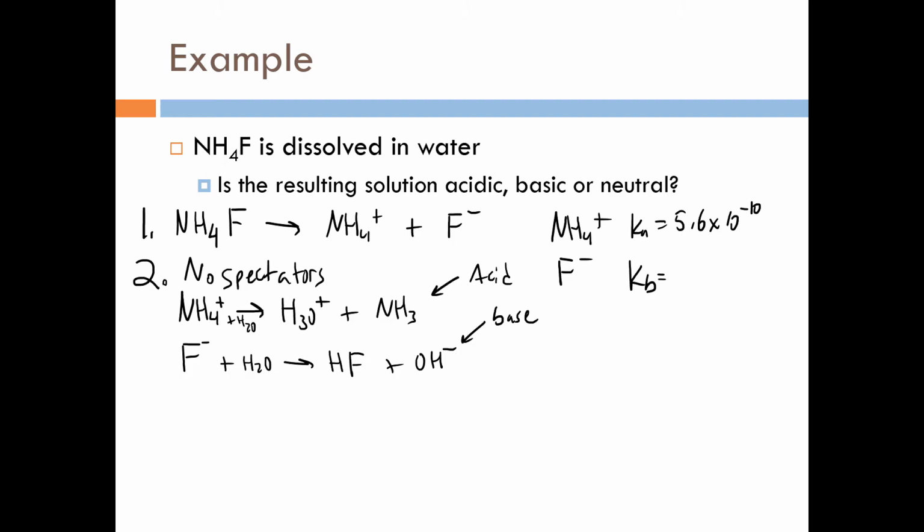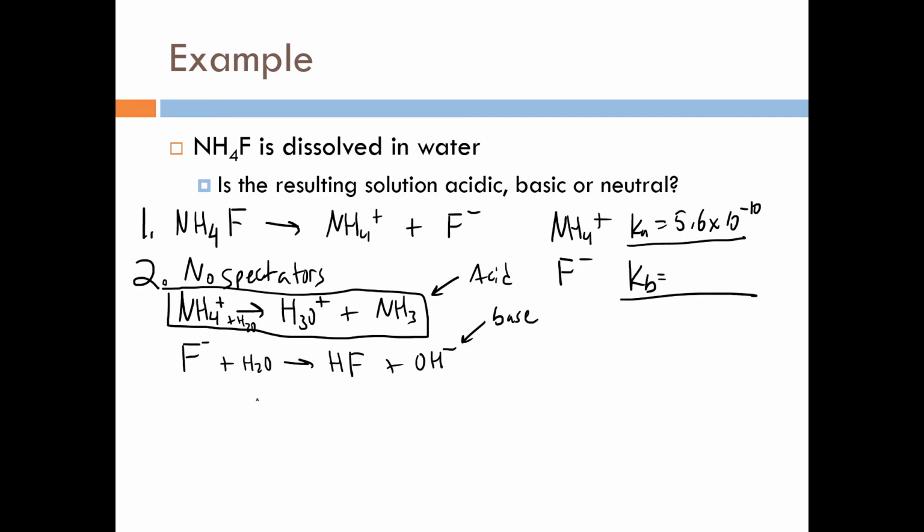If the Kb is bigger than the Ka, then the solution will be basic. If the Ka is bigger than the Kb, the solution will be acidic. And basically it just means that which equilibrium is more prominent. If Ka is larger, then this equilibrium is more prominent.